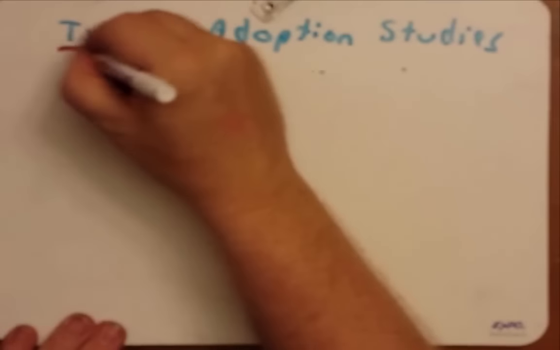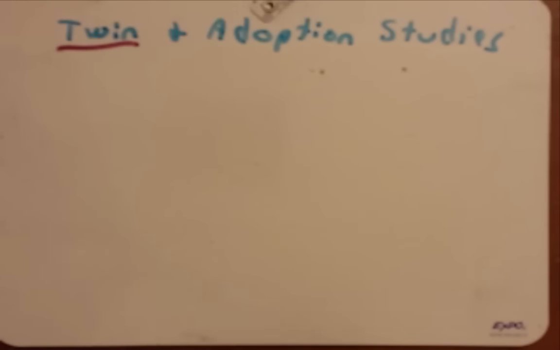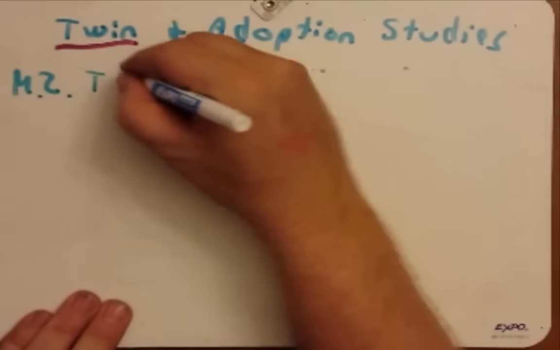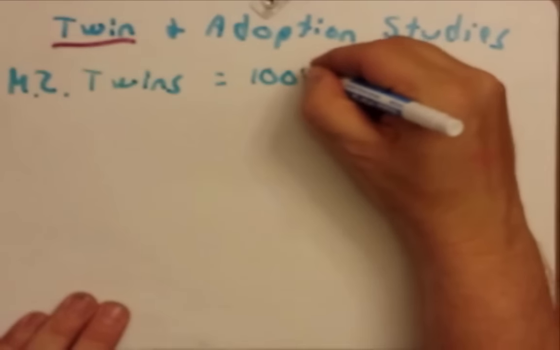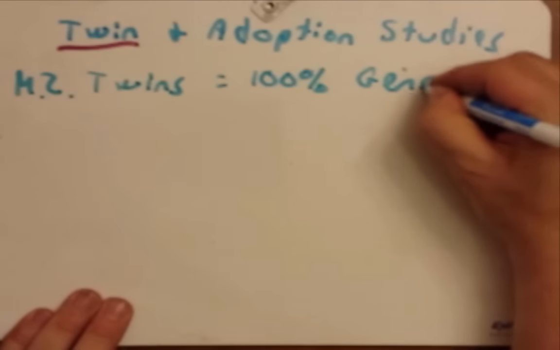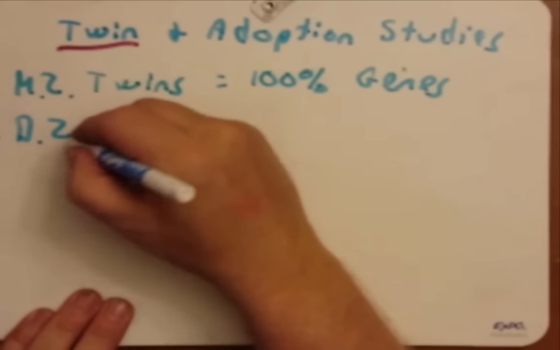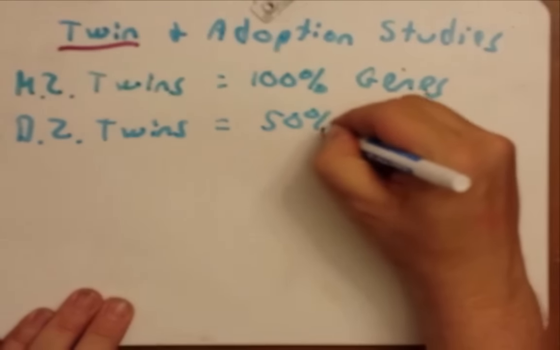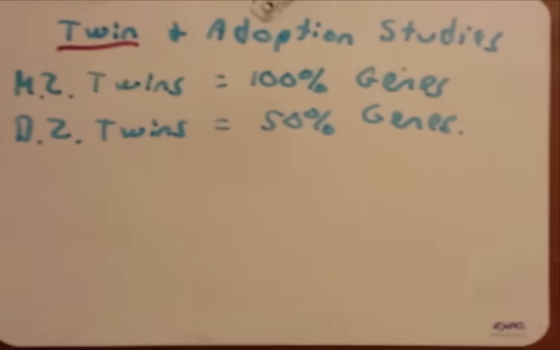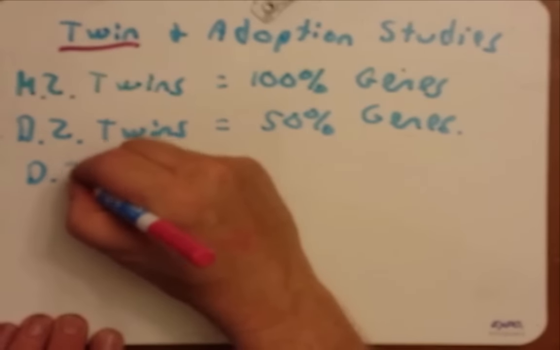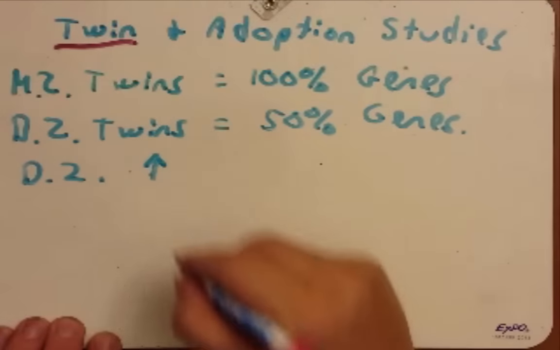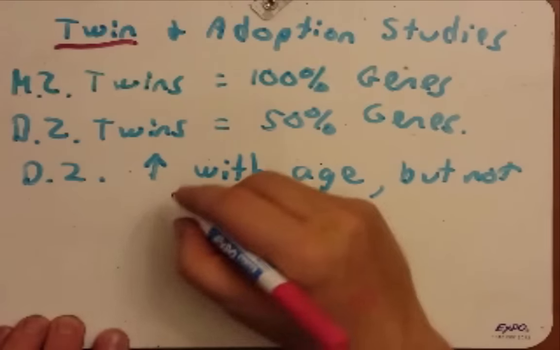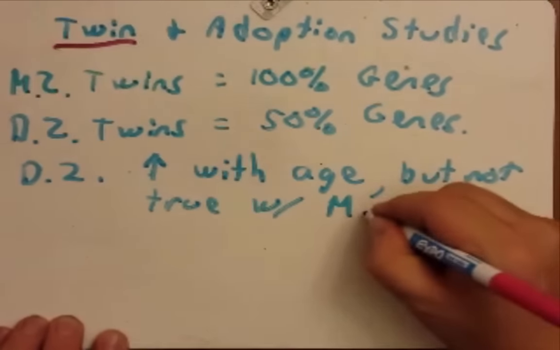And we're going to focus on twin studies first. So let's remind ourselves. Monozygotic, which we often abbreviate MZ, monozygotic twins share 100% of their genes. And dizygotic twins, often abbreviated DZ, share 50% of their genes. Some things we should mention, dizygotic twins increase, shown by the up arrow, increase with age, but this is not true with monozygotic twins.